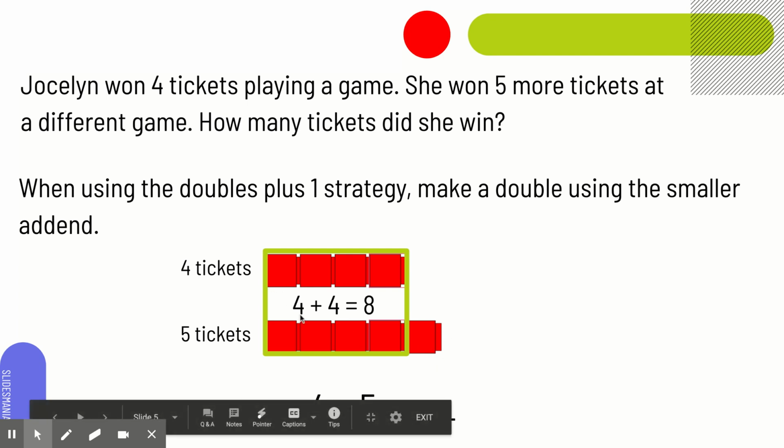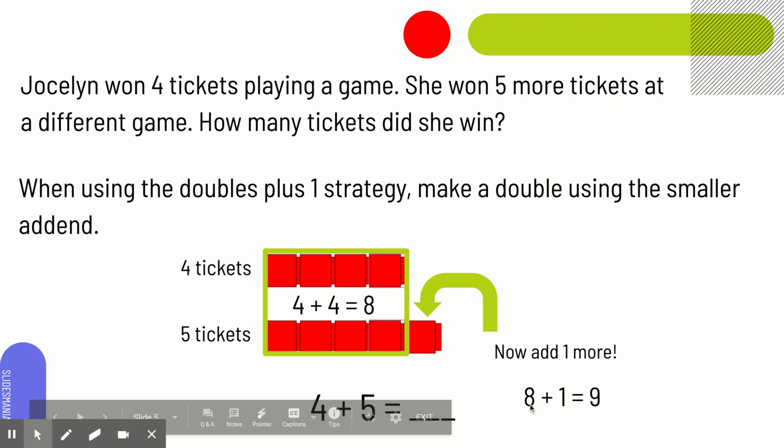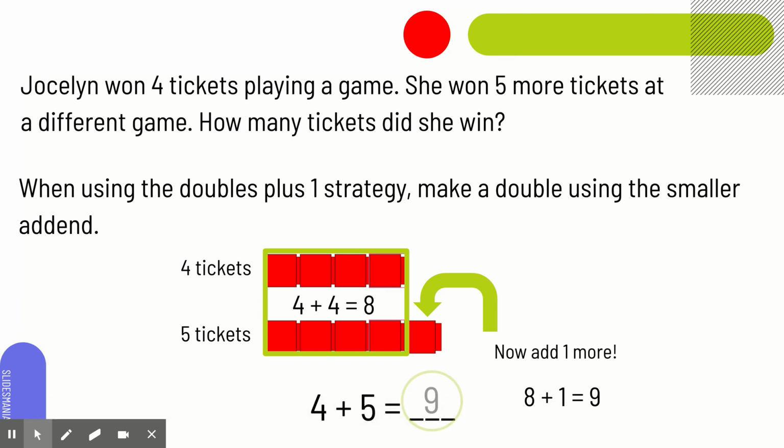So when we add 4 plus 4, we know that that is 8. This is our doubles. Okay, 4 plus 4. Then we are going to add our one friend to 8. And when we add one more to 8, that is 9. 8 plus 1 equals 9. So we can say that 4 plus 5 is 9. That is our doubles plus 1 strategy.